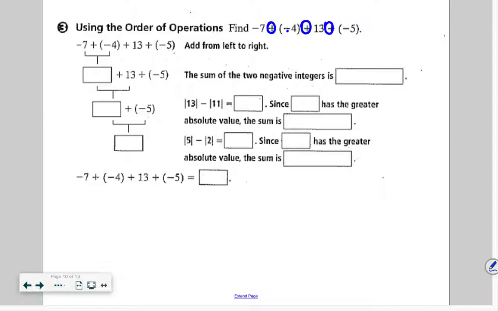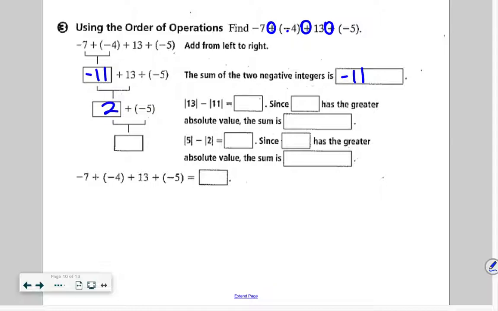What is -7 plus 4 more negatives? -11. So the sum of the two negative integers is -11. Now, we have -11 plus 13. They don't match, do they? One's positive, one's negative. So subtract 13 minus 11 is 2.